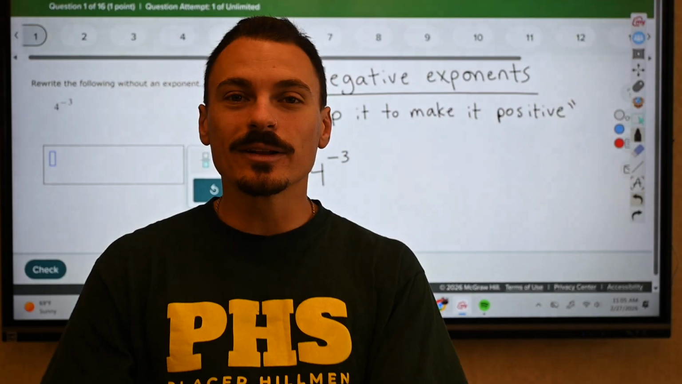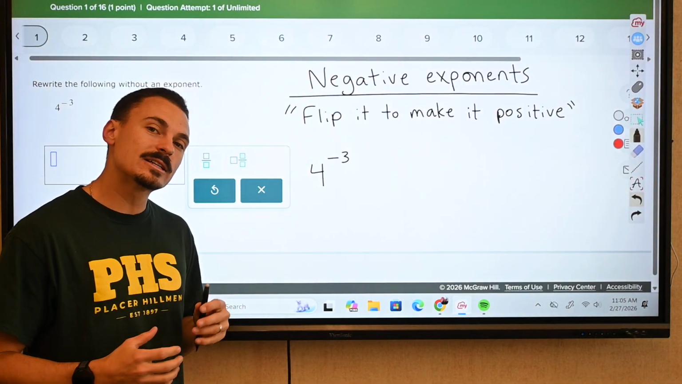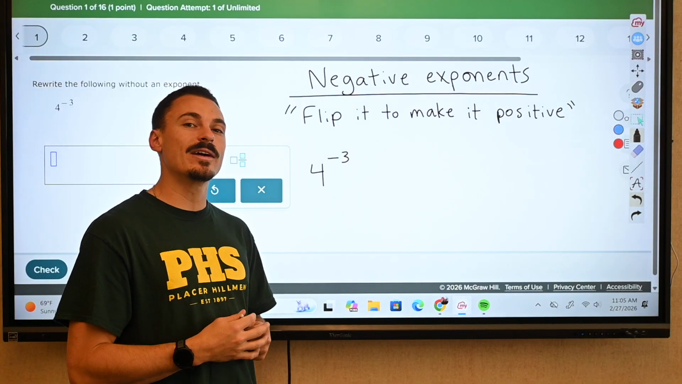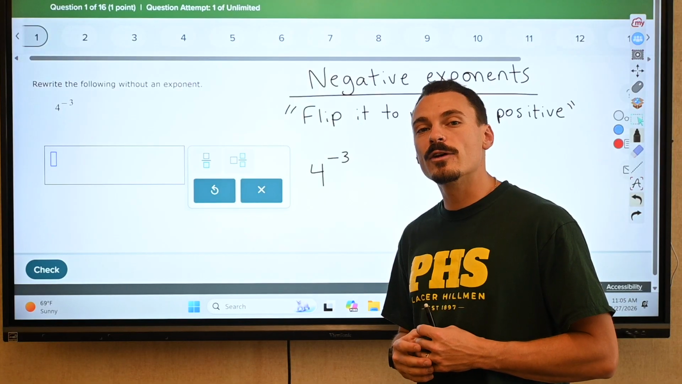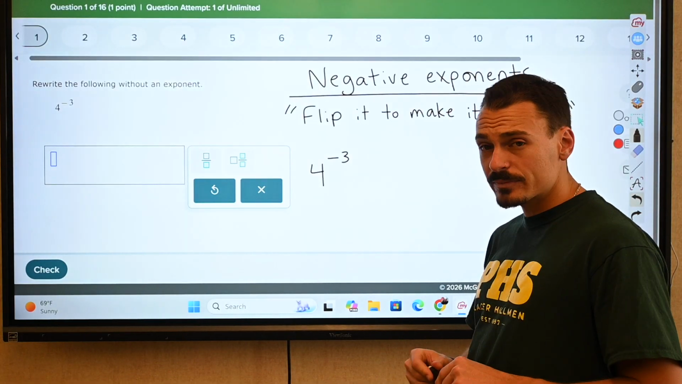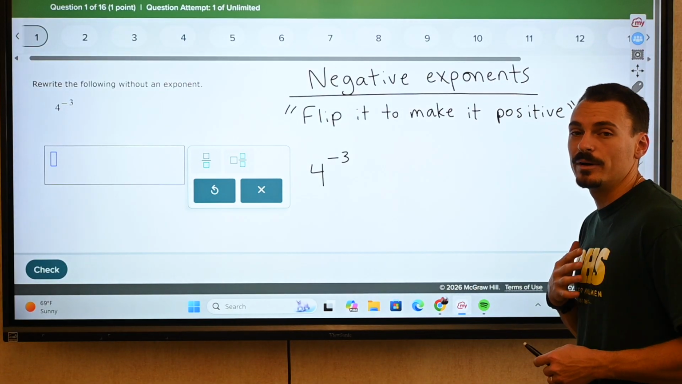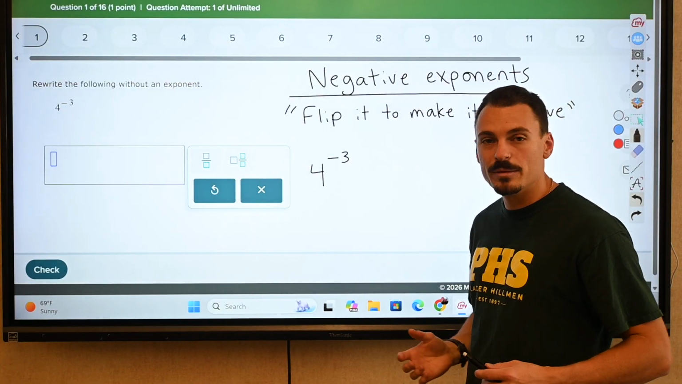Okay. We're going to talk about negative exponents. Let's get right into it. Whenever you have negative exponents, we've been on this journey trying to figure out exponents. Whenever you have a negative exponent, you can actually flip it to the other side of the fraction to make it positive. Throughout my class I say: flip it, make it positive.